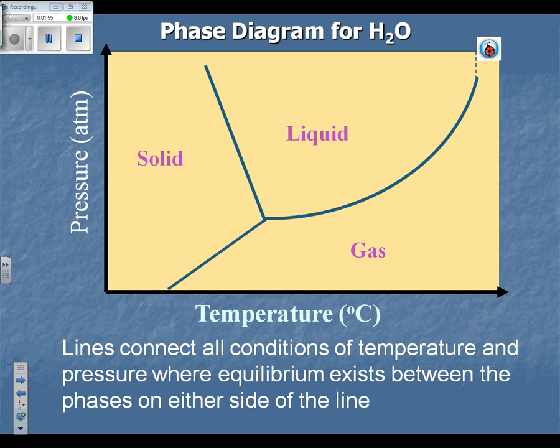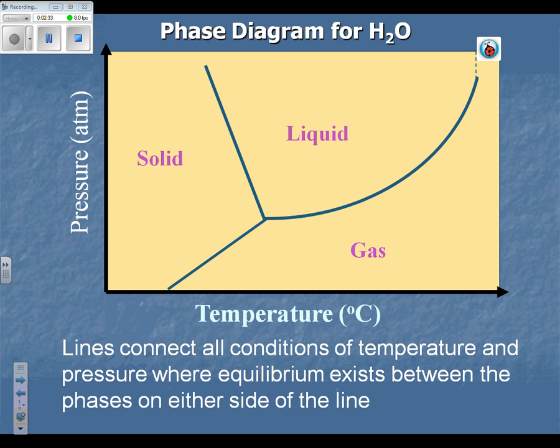Now, the lines connect all conditions of temperature and pressure where equilibrium exists between the phases on either side of the line. So if I'm at the solid-liquid line, then I have equilibrium between solid and liquid. We have freezing and melting happening at the same time, at the same rate. And this is where we would find our melting points. Over on the liquid-vapor line, you have equilibrium between liquid and vapor, and it is going back and forth at the same rate. This is where you'd find your boiling points.